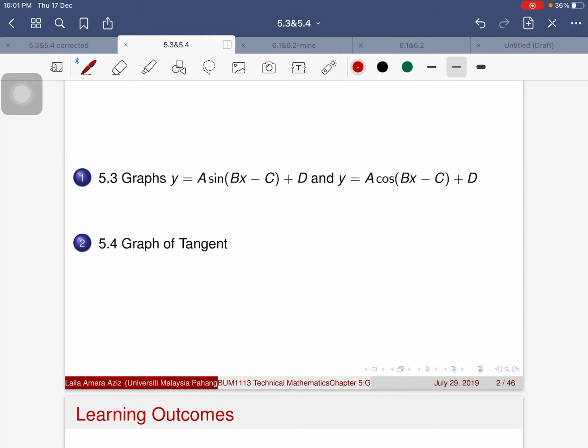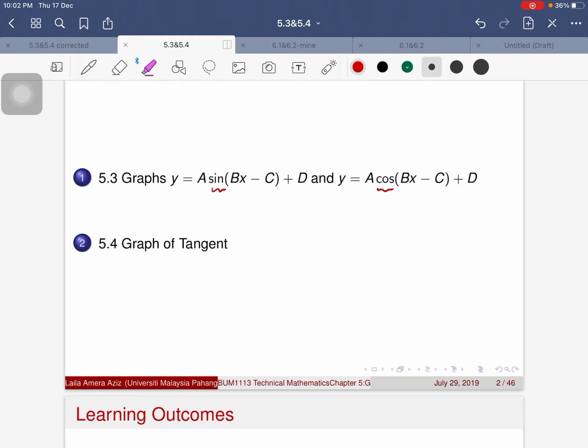In this video, we're going to discuss topic 5.3, which is going to be graphs. First, we're going to have a look at the graph of sine, which is going to be in the form of a sin(bx - c) + d. And then we're also going to discuss the graph of cosine, which is also in the form of a cos(bx - c) + d.